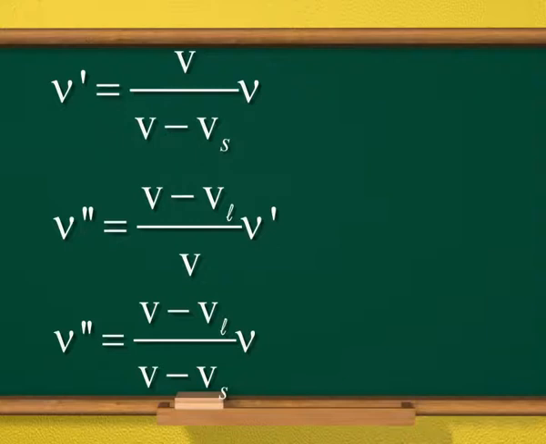In this case, nu double dash may be greater or less than nu depending upon Vl is less than or greater than Vs. However, Doppler effect would be observable only if either both Vl and Vs are less than V or both are greater than V.